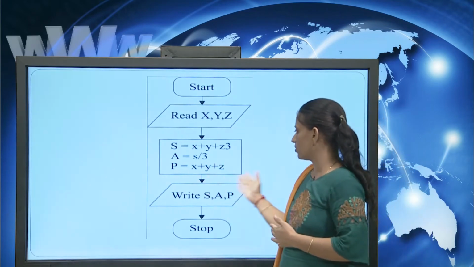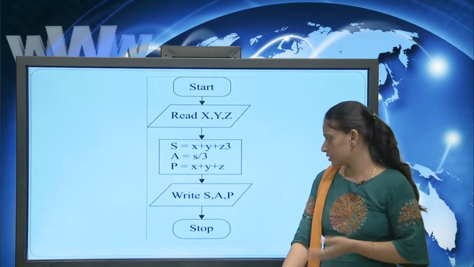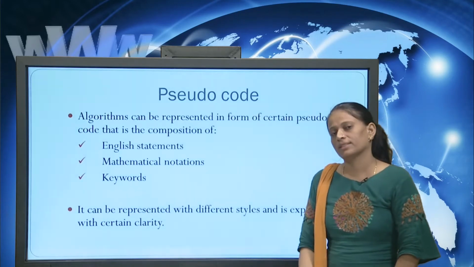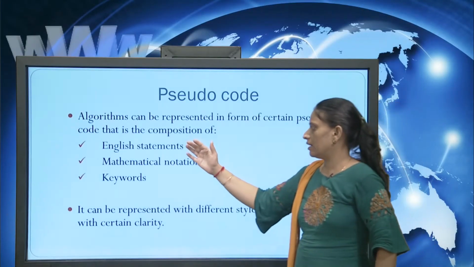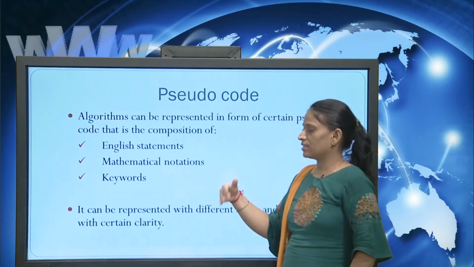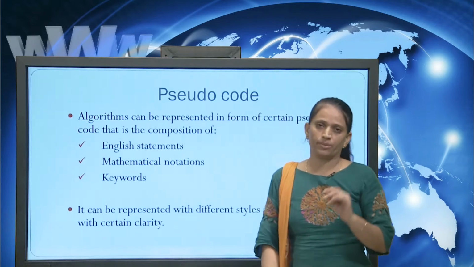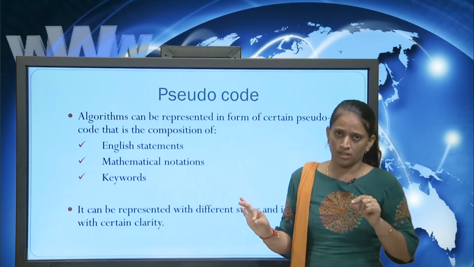So we are using the parallelogram shape to print the output. Okay. The second is pseudo code. Pseudo code is nothing but a form of algorithm, written either in English statements, as a mathematical notation, or as keywords. In a flowchart, what we are doing is converting the algorithm into graphical symbols.